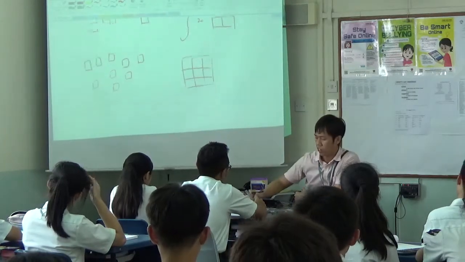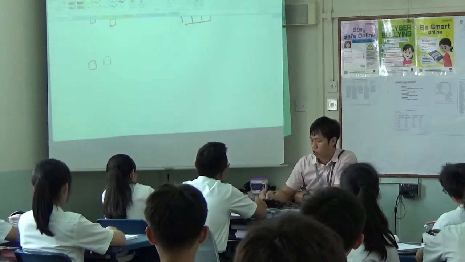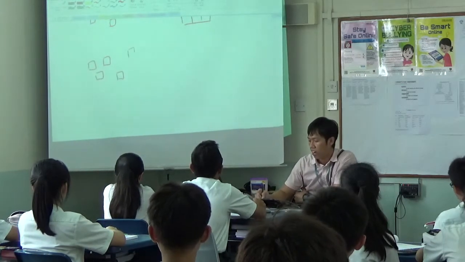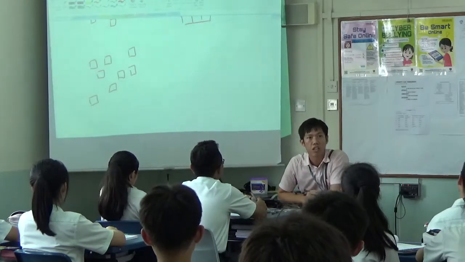Okay, what if now I give you 8 of them? 1, 2, 3, 4, 5, 6, 7, 8. I want you to form a square for me. Can you form a square?